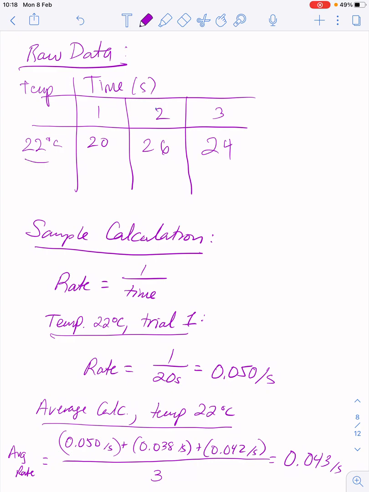So I've said 22 degrees Celsius, and this is the time for the tablet to dissolve. So I've just listed it as time in seconds. Trials 1, 2, and 3. So these are the 3 different values I got. So again, do this handwritten or type it up. If you do it handwritten, you can take a picture to share it with me.